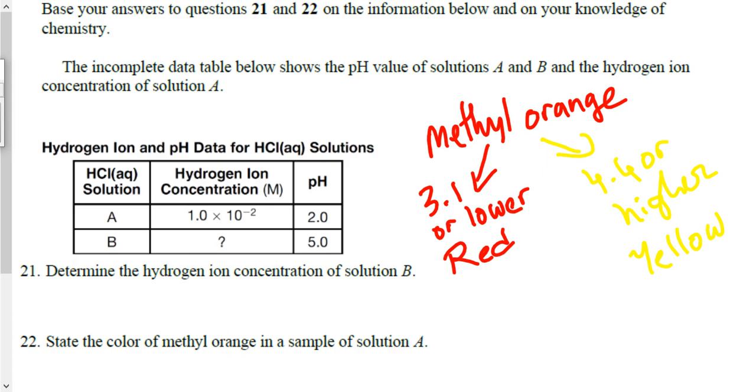For question number 22, we have to state the color of methyl orange indicator in a sample of solution A. So if you look at solution A, methyl orange, based on reference table M, only can produce two different colors. It would be red for a solution that has a pH of 3.1 or lower, or it would be yellow for a solution that has pH of 4.4 or higher. So for solution A, the pH is 2, which falls under the category of 3.1 or lower, and therefore the color that we will be observing is going to be red for solution A.